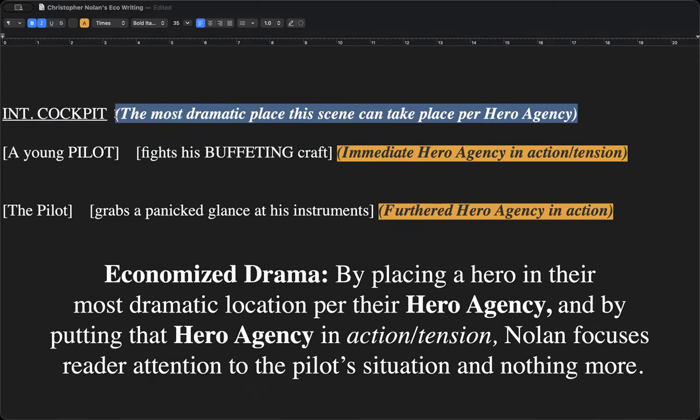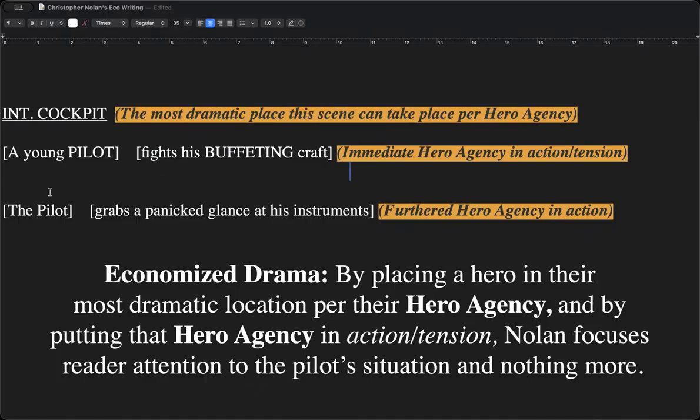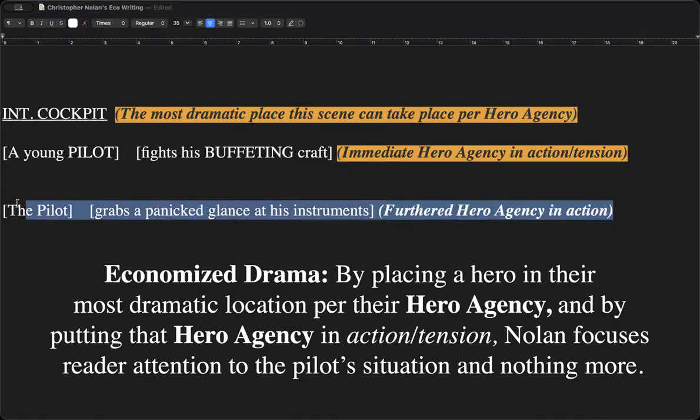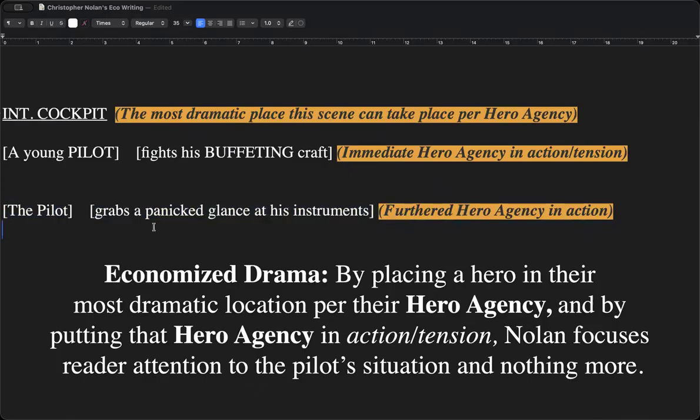Where can this explorer be? Where can this pilot be? We'll put him in a cockpit. The next action line, the pilot grabs a panic glance at his instruments. Again, we furthered the hero agency. It's the pilot. We're telling you again that it's the pilot.